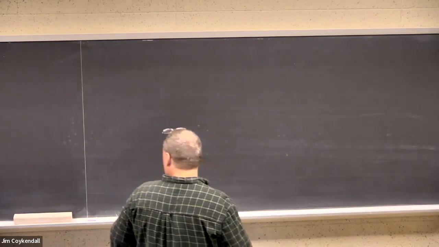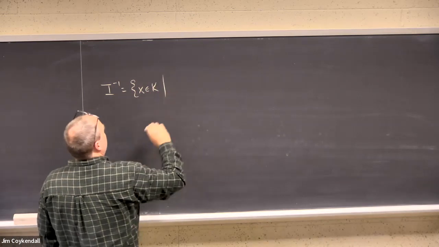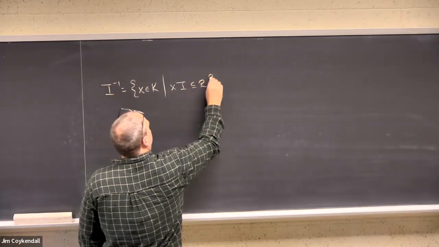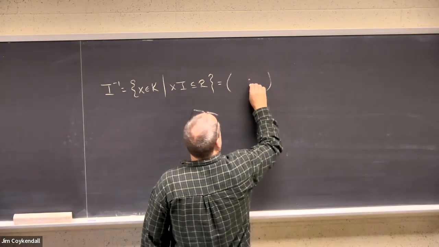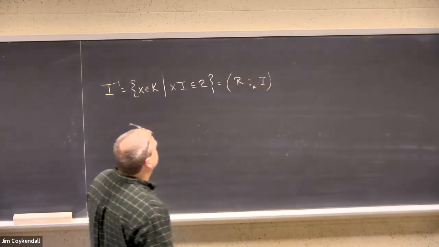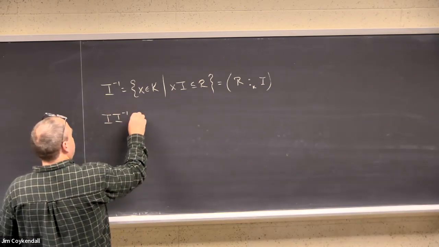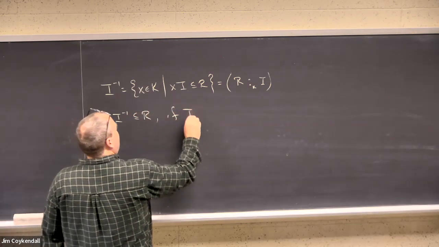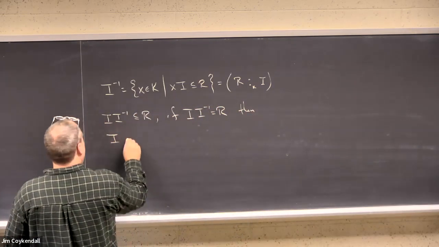The last thing that we talked about was this notion of an invertible ideal. Using the notation from last time, sometimes another notation for this is the conductor from I to R. Notice that I inverse, by definition, is contained in R, and if I inverse is actually equal to R, then I is contained.